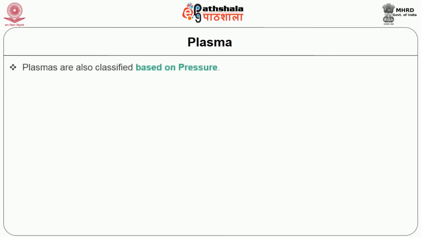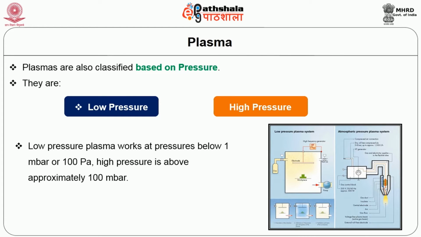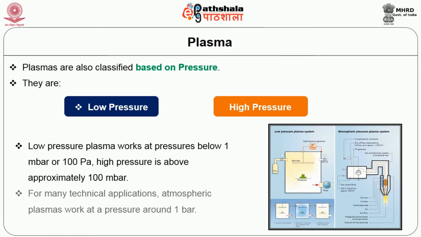Plasmas are also classified based on pressure. They are low pressure and high pressure plasma. Low pressure plasma works at pressures below 1 millibar or 100 Pascal. High pressure is above approximately 100 millibar. For many technical applications, atmospheric plasmas work at a pressure of around 1 bar.